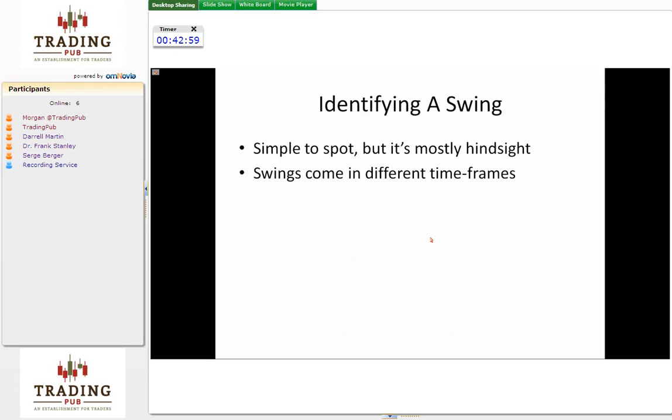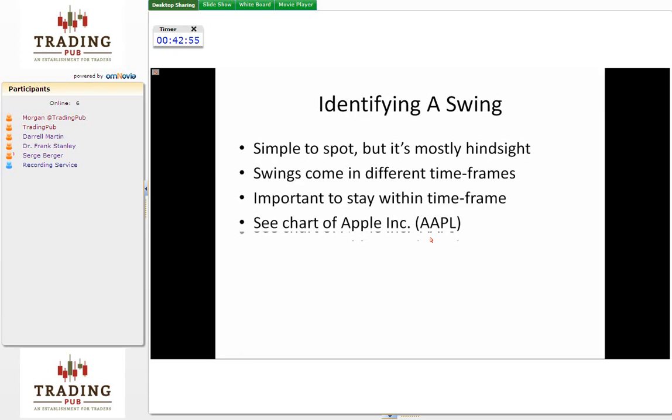And you can see here's a chart of F5 Networks, which is a great swing trading stock, by the way. I'll have an example on it later, where it just really offers great swing trading opportunities, and the extremities of each swing are pretty clearly defined. And again, we'll look at that in just a minute. Like I just said, the swings are simple to spot, but they're mostly in hindsight.